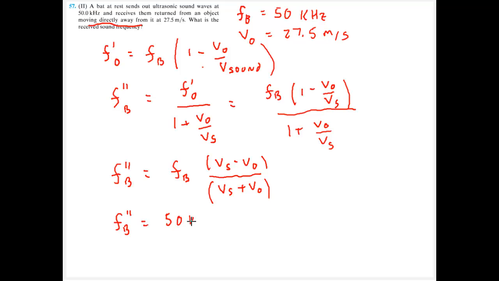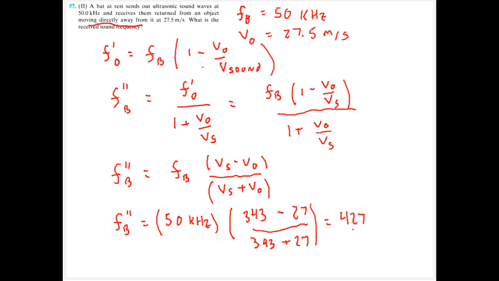So 50 kilohertz, I'm leaving the units in there for a bit. 343 meters per second is the speed of sound. The speed of the object is going to be 27. And then down here I'm going to have 343 plus 27. And I punch all that into my calculator and I come up with 42.7 kilohertz.